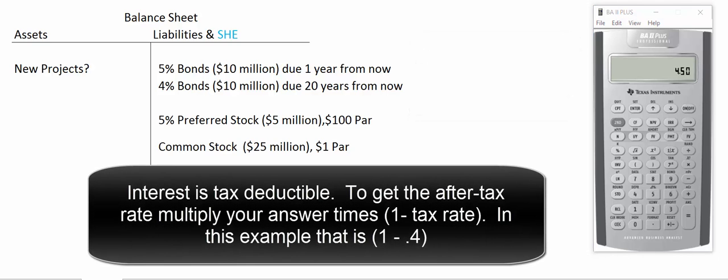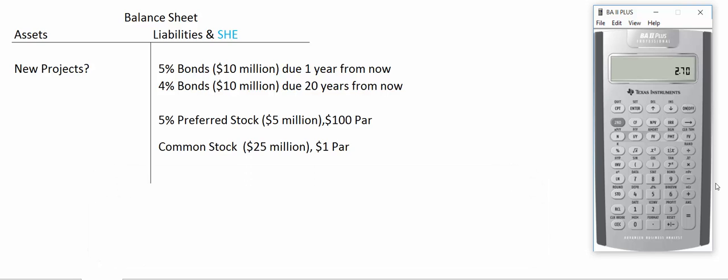And remember that interest is tax deductible. Every dollar of interest we pay reduces our income tax bill. So let's pretend like we're in the 40% tax bracket. To change that 4.5 pre-tax rate to an after-tax rate, we multiply it times 1 minus the tax rate. 1 minus 0.4 is 0.6. So 4.5 times 0.6 equals 2.7. So that is our after-tax cost of debt if we were to go out today and issue new bonds to finance new projects.